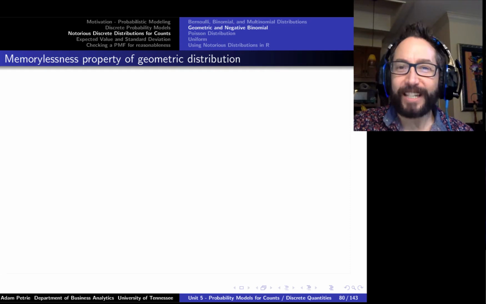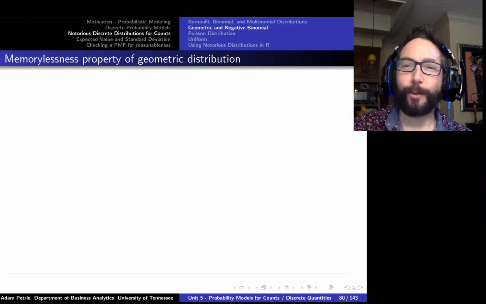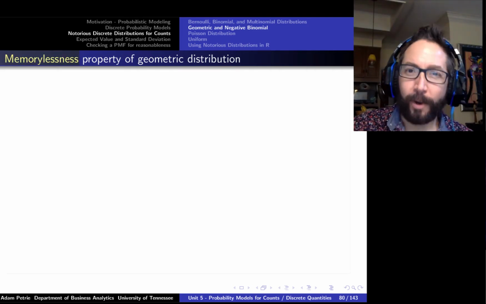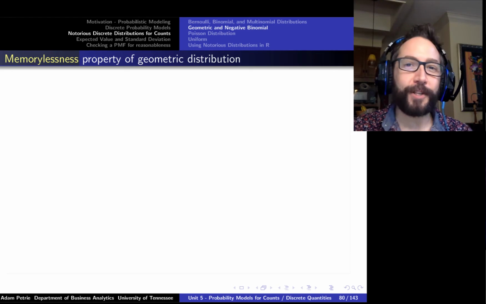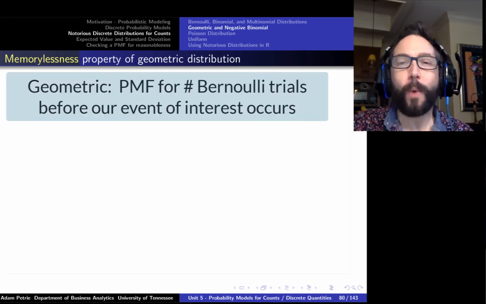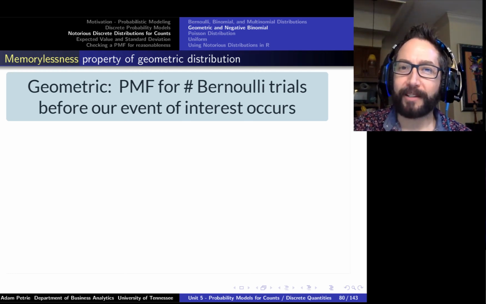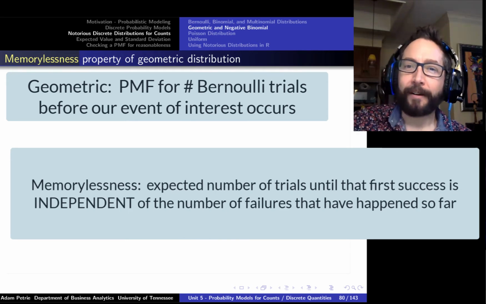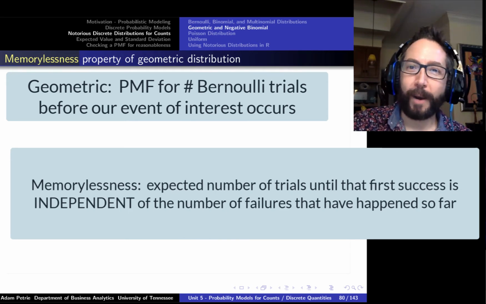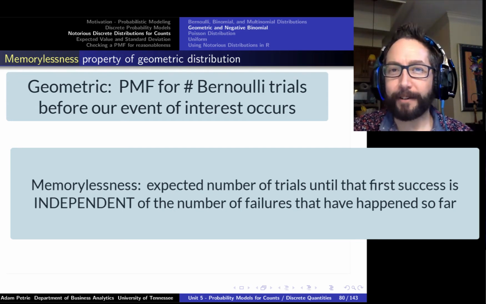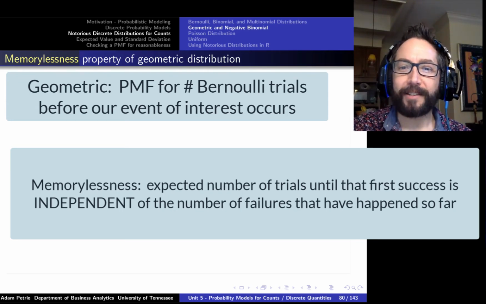Now, one really cool, unusual quirk about the geometric distribution is that it is memoryless. Now, what does that mean? Well, if we think in terms of using the geometric distribution to model waiting times, basically the number of trials for something to first occur, essentially what this memoryless property is letting us know is that it doesn't matter how many failures we've waited already. The expected number of trials until our very first success is going to remain the same.